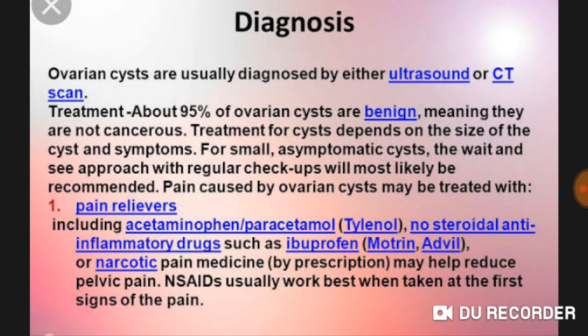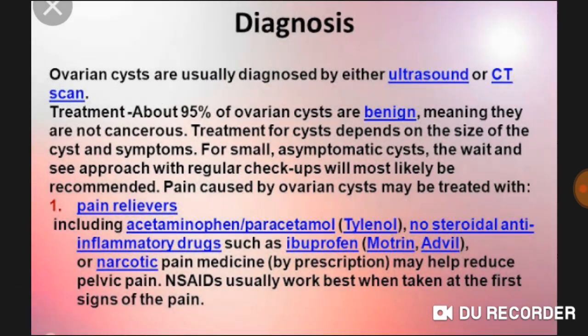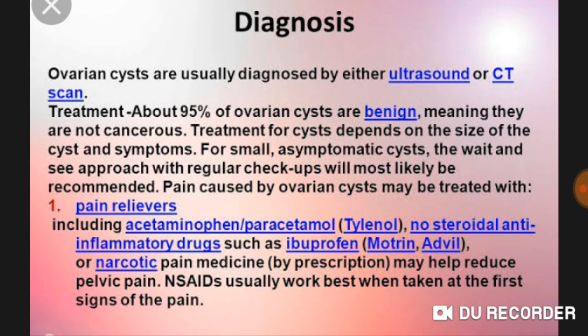Pain caused by an ovarian cyst may be treated with pain relievers, as I do. If she has some little pain, I ask her to take Meftal SOS. Acetaminophen, paracetamol, non-steroidal anti-inflammatory drugs, ibuprofen, and narcotic pain medications may help reduce pelvic pain. NSAIDs usually work best when taken at the first sign of the pain.